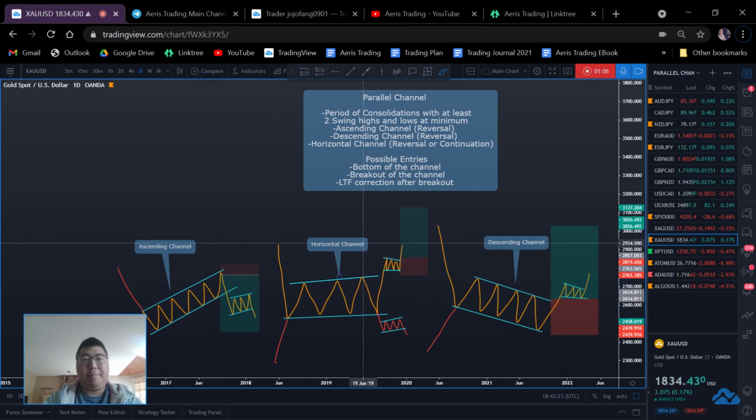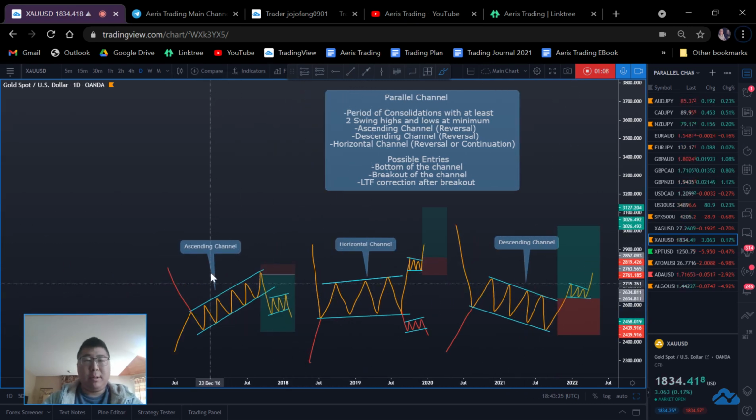You need to understand that when we see a parallel channel, whether it's ascending, horizontal, or descending, it's telling you a story that the price is consolidating. It's not moving up and down too much. And when the correction is over, we're likely to see that strong impulsive move in the desired direction.